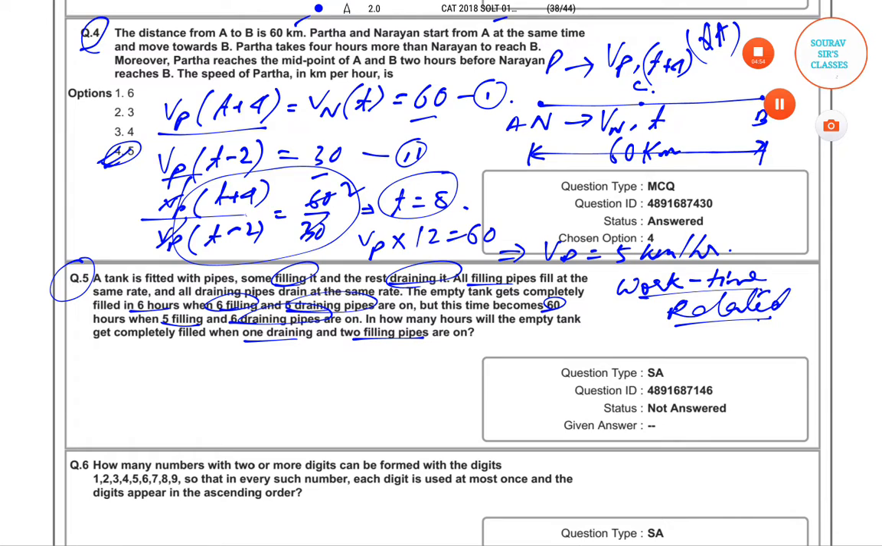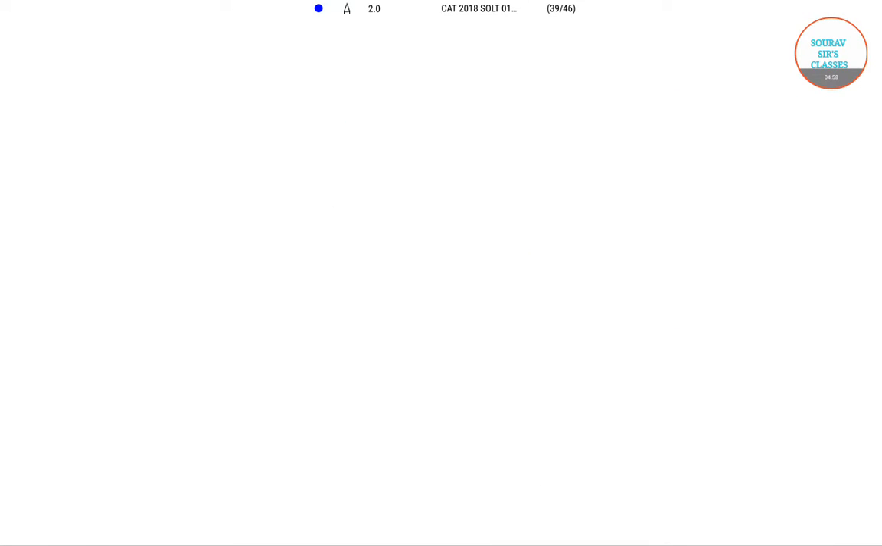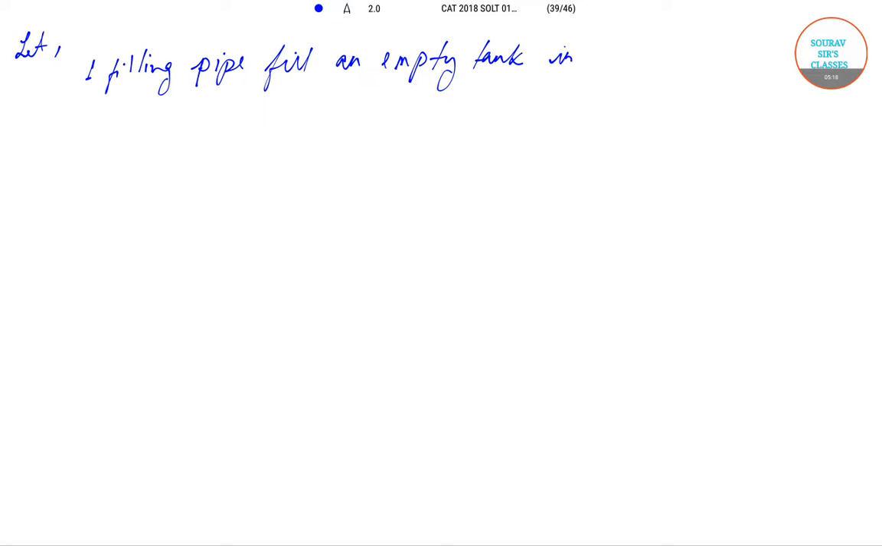Okay, so I have inserted a page and now we are good to go. What we'll try to do is take one filling pipe that can fill an empty tank in X hours, and we'll take one draining pipe that can drain a filled tank in Y hours.